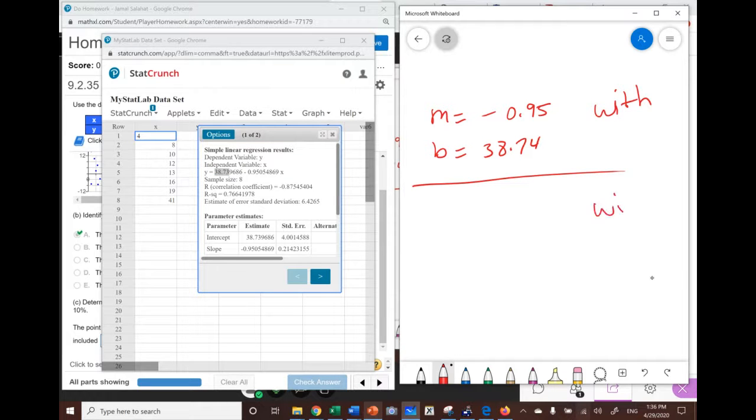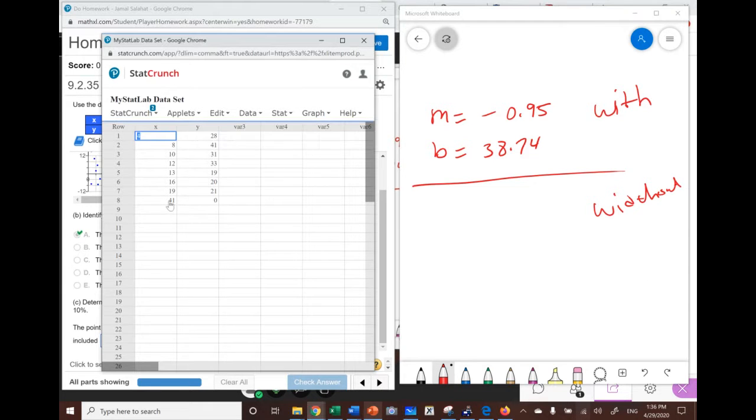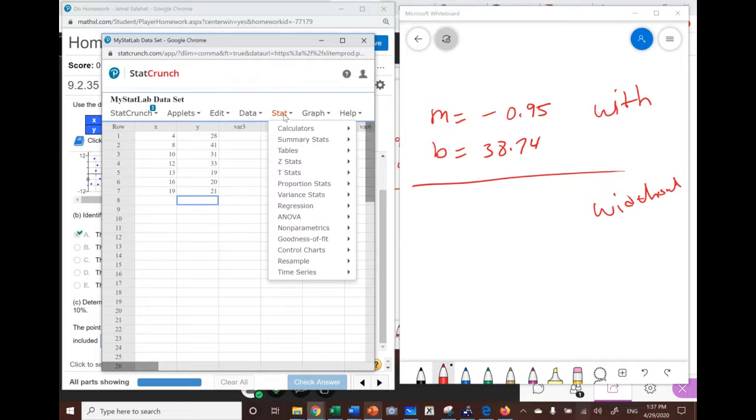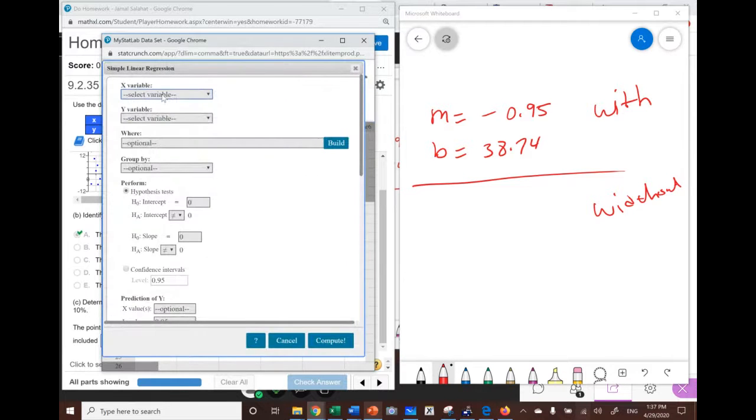Now, what about without? Without means go back to your data. And we said this point, 41, 0, is influential. So remove the 41 and 0. Delete the 0 and 41, and repeat the steps again. Do the stat, do the regression, do the linear, and go find the X and Y, and go calculate everything.